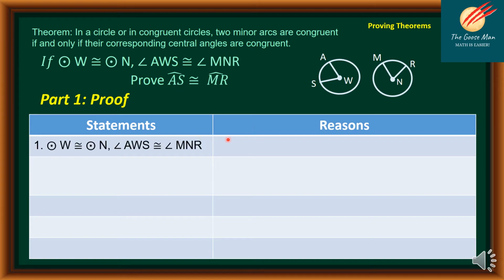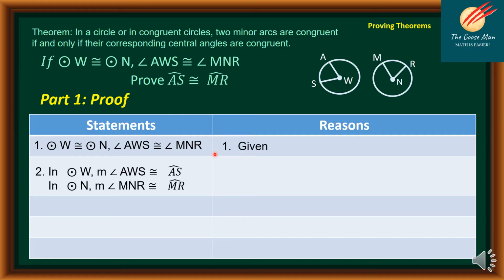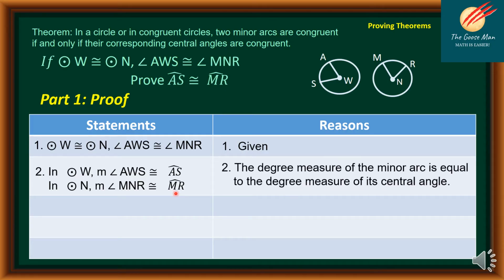Our first statement is circle W is congruent to circle N, as well as angle AWS is congruent to angle MNR. The reason is given. Number two, in circle W, the measure of angle AWS is equal to the measure of arc AS, as well as in circle N, the measure of angle MNR is equal to the measure of arc MR. Our reason is that the degree measure of the minor arc is equal to the degree measure of its central angle.